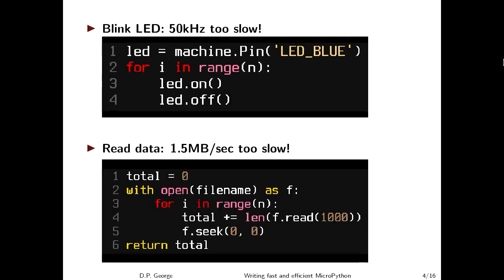As in it will go on 50,000 times and off 50,000 times. So the loop runs 50,000 times per second. But we want to make that go faster. And so by the end of this talk, I'll show you how to make that go 500 times faster.